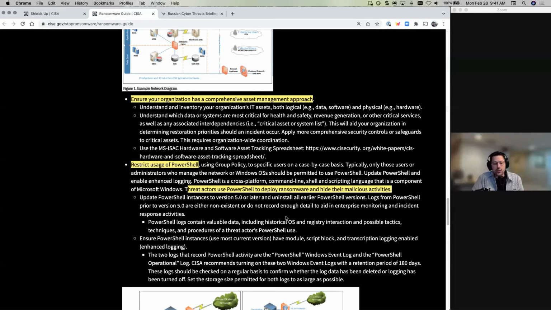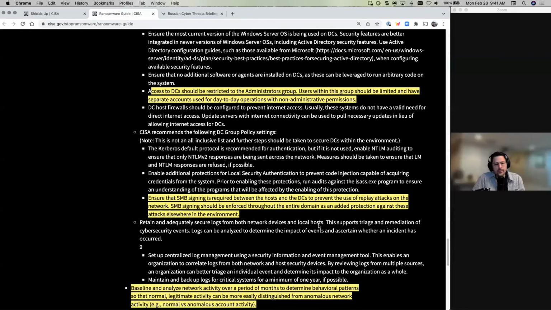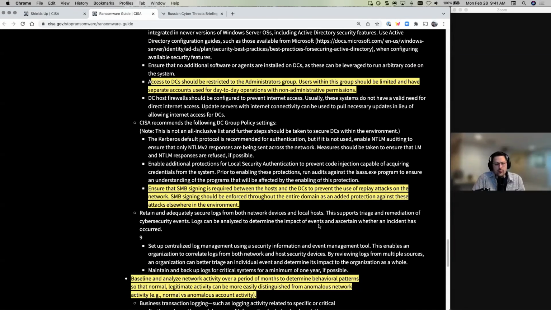Restricting usage of PowerShell is huge. A lot of times when they move laterally in your environment or attacks happen, they're going to leverage some version of PowerShell. So locking that down and really restricting usage of PowerShell is important to keeping yourself really secure. So access to DCs should be restricted to the administrators group. So make sure that the only people accessing DCs are the people it should be. And we have detections around DCSync and other things that are accessing DCs. And so you can audit that using the ExtraHop detections.